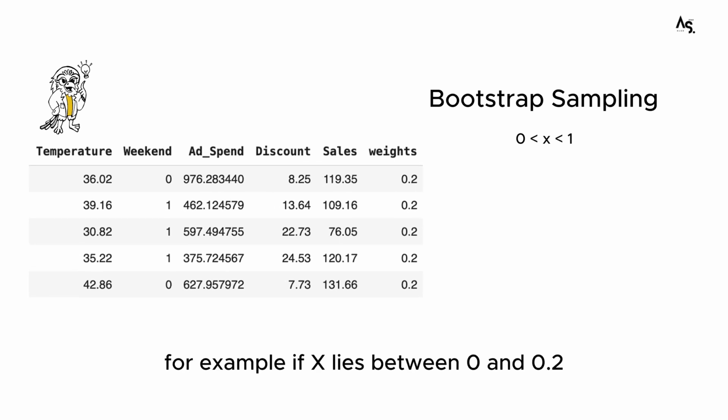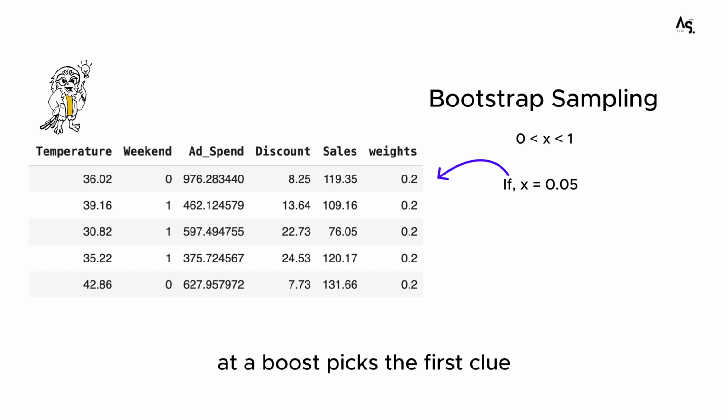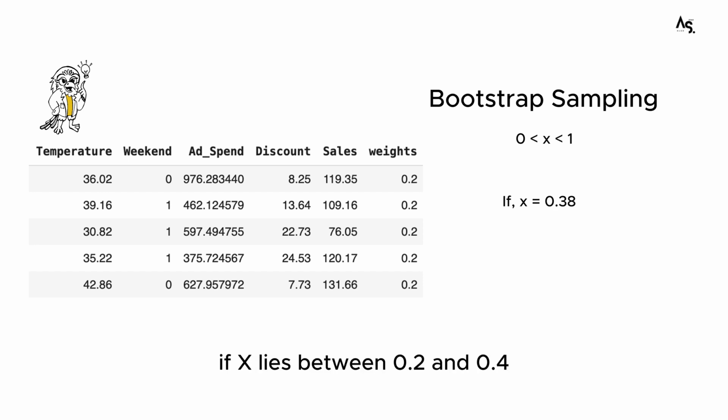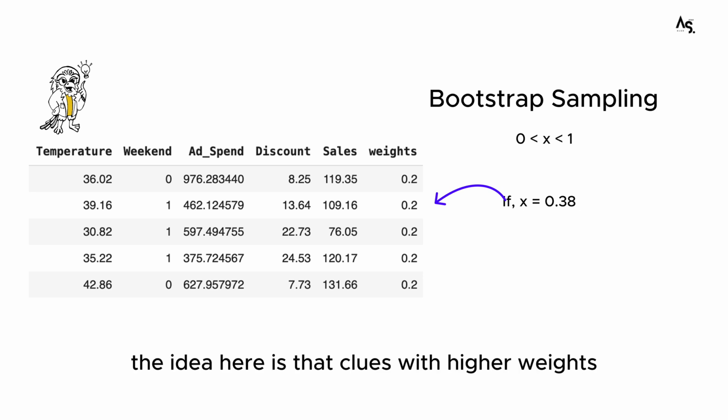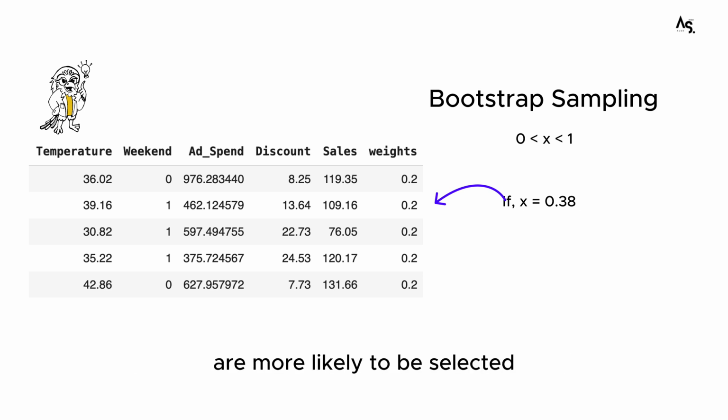For example, if x lies between 0 and 0.2, AdaBoost picks the first clue. If x lies between 0.2 and 0.4, it picks the second clue, and so on. The idea here is that clues with higher weights are more likely to be selected, as their importance increases, but all clues have a chance to be selected based on their weight.